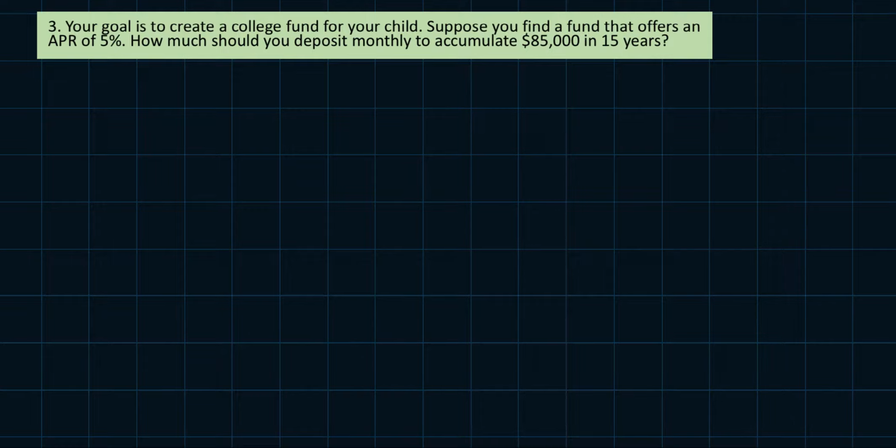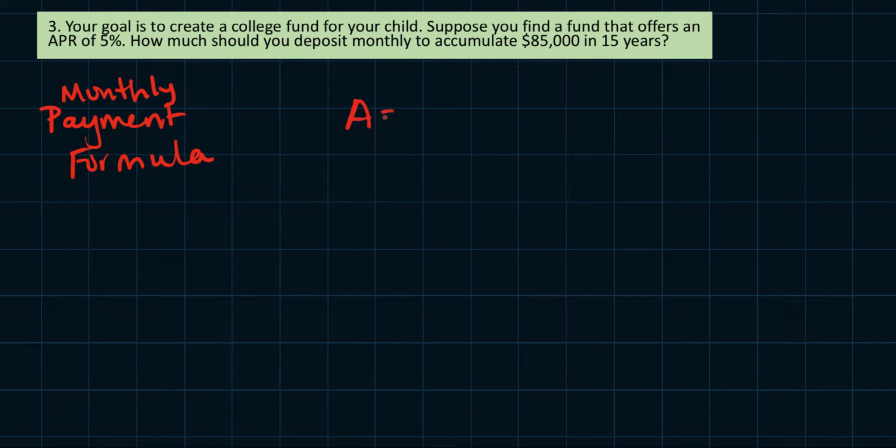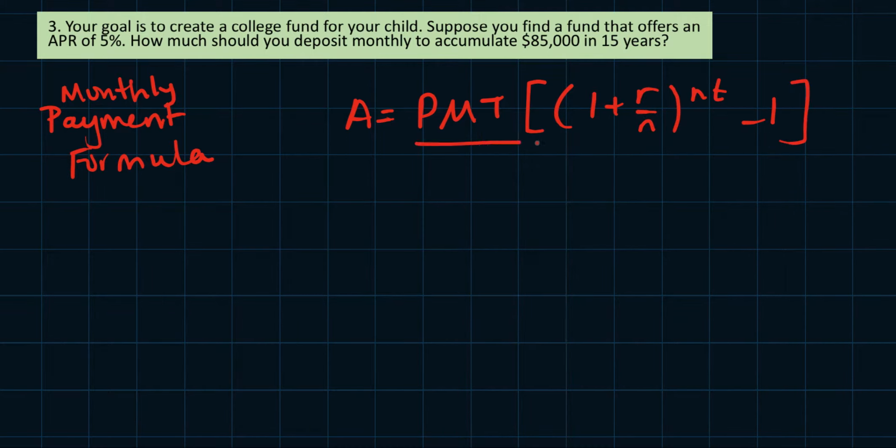Before I read this to you, I'm going to write some information down here, and then we'll go through this problem. So let's write the payment formula down. It was A is PMT times 1 plus R over N to the NT minus 1, all divided by R over N. We're going to be interested for the last 2 problems in how to find the payment.